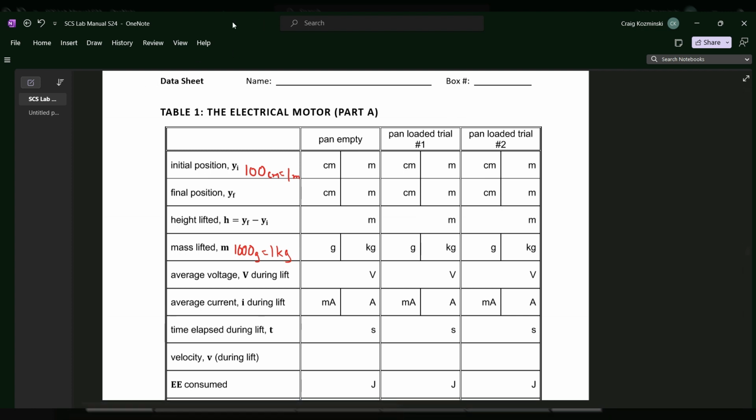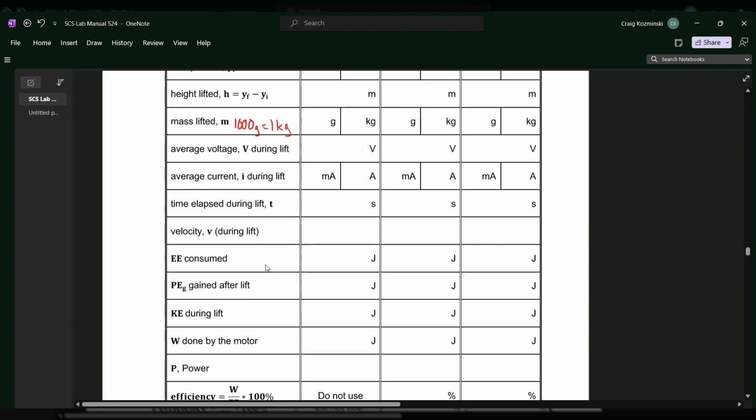The average voltage that occurs during the lift is simply going to be read off of the multimeter. The same is true for our average current. The time elapsed will be measured. Our velocity, as always, is going to be equal to our distance divided by time. And so what you want to make sure that you do here is that you're prepared to effectively do these calculations.